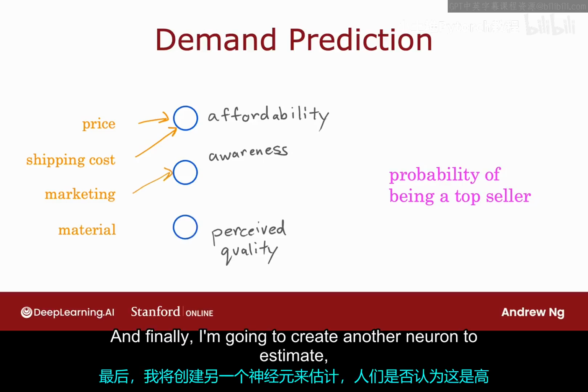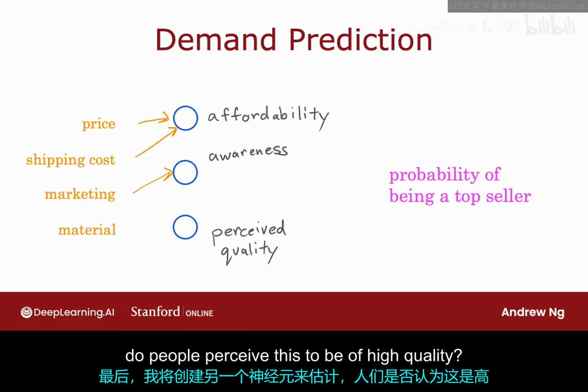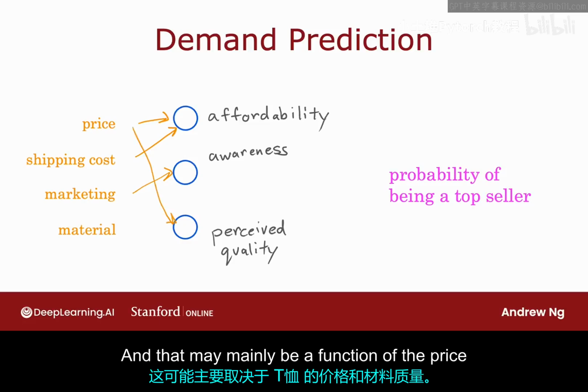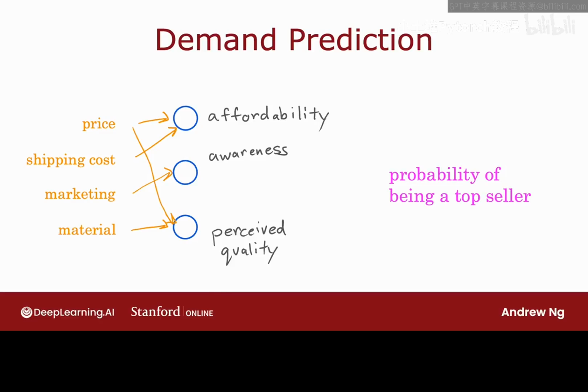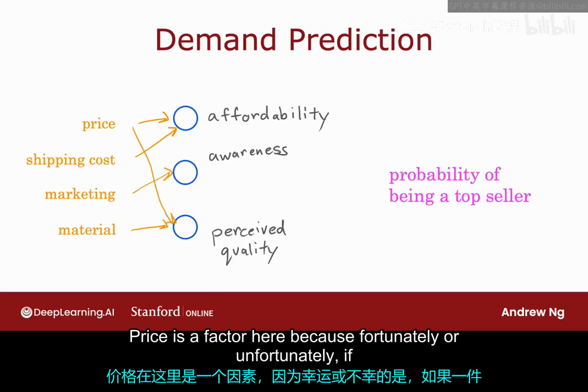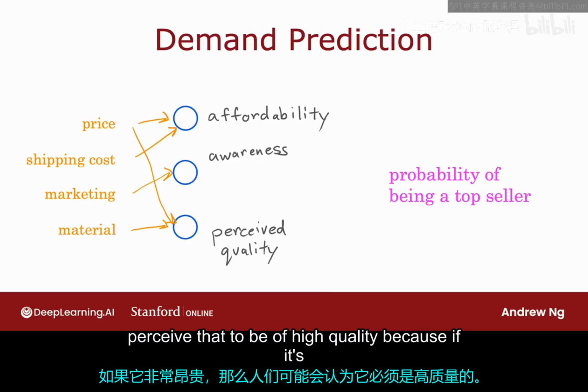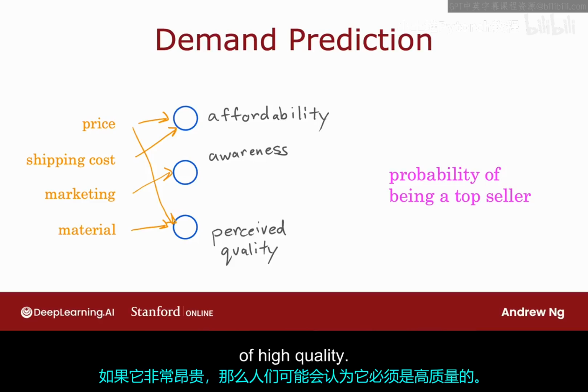And finally, I'm going to create another neuron to estimate, do people perceive this to be of high quality? And that may mainly be a function of the price of the t-shirt and of the material quality. Price is a factor here because, fortunately or unfortunately, if there's a very high priced t-shirt, people will sometimes perceive that to be of high quality, because if it's very expensive, then maybe people think it's got to be of high quality.